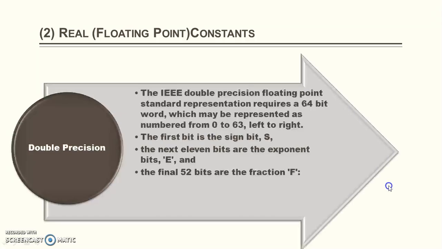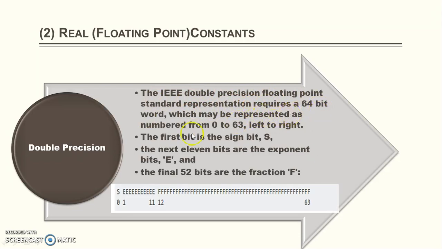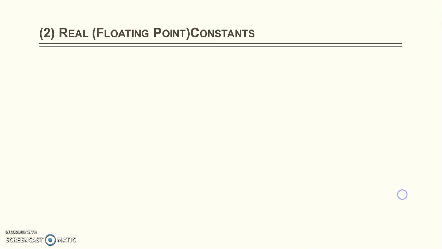The second type is double precision. The IEEE double precision floating point standard requires a 64-bit word, which may be numbered from 0 to 63 from left to right. The first bit is reserved for the sign bit, the next 11 bits represent the exponent part, E, and the final 52 bits represent the fractional part, F. So this is the representation of single and double precision floating point numbers.